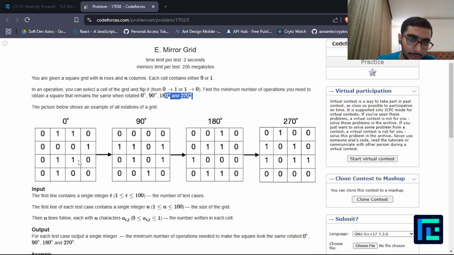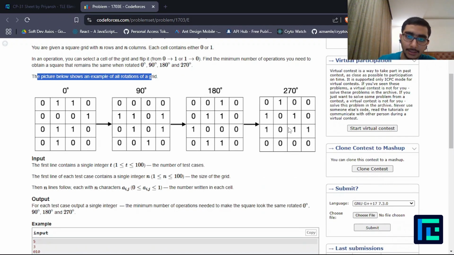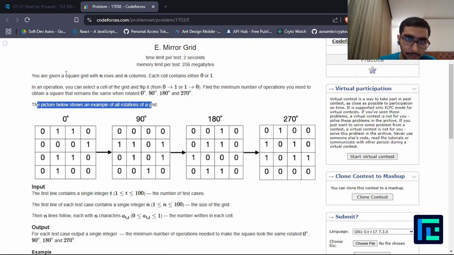Right. So there is an example shown below where we have a 4x4 grid which is initially like this, and we rotate it once 90 degrees and then again 180 degrees and 270 degrees, and you can see it is not the same, but we are required to change the grid so that it becomes the same in all the rotations.